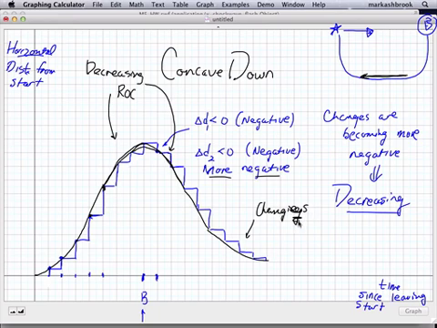Changes less negative, which means increasing rate of change. And the shape of the graph? Concave up. This is very confusing for students, and for lots of students, we have to go over this over and over and over to get it. Because it feels like these changes are getting bigger, right? But they're getting more negative, so they're getting smaller. And these changes, it feels like they're getting smaller. But they're getting less negative, so they're actually getting larger. And we get increasing rate of change or concave up.